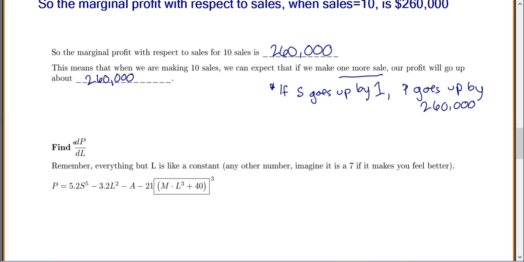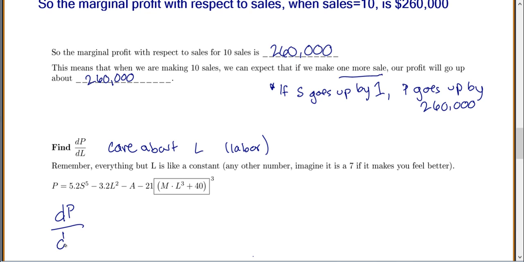Okay, now let's make it more complicated. Let's try and find the derivative of p with respect to L. So now we care about L, or labor. So again, to do this, you're going to remember that everything but L is like a constant. Again, sometimes I tell people just put a number like a 7 in there and see what you do for that, and then go back and change it back to what it's supposed to be.